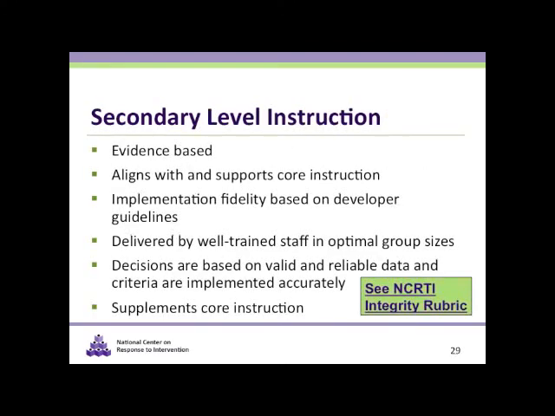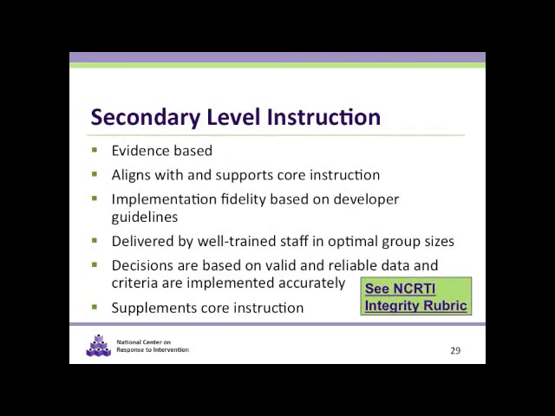In an effective secondary system, the following are true. All secondary level interventions are evidence-based. Secondary level prevention is well aligned with the core instruction and incorporates foundational skills that support core instruction. Procedures are in place to monitor the fidelity of implementation of secondary level interventions, and secondary level interventions are generally implemented with fidelity according to developer guidelines.